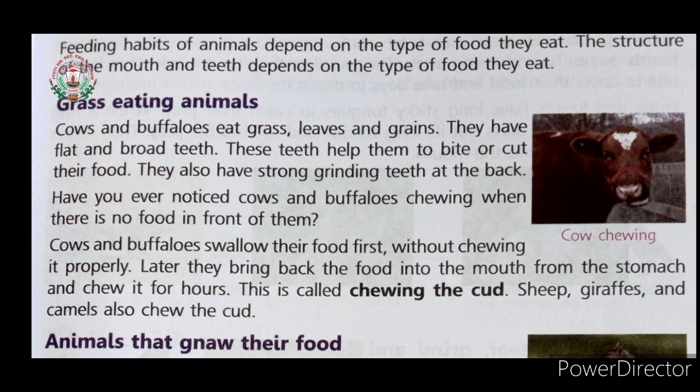Let's see. Cows and buffaloes swallow their food first. As we, children, when we are eating the food, we bite the food. But these cows and buffaloes are not biting the food. They first swallow the food without chewing or grinding or biting. They first swallow the food without chewing it properly.